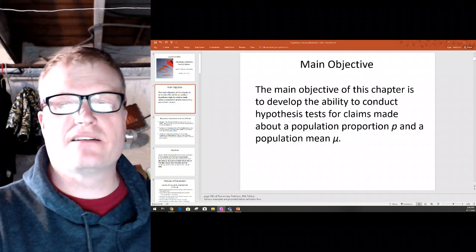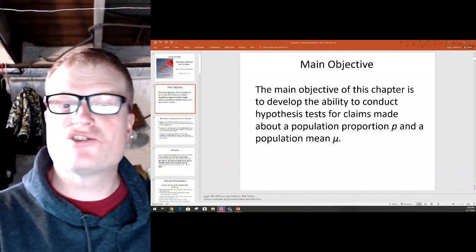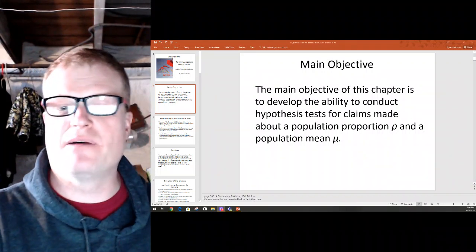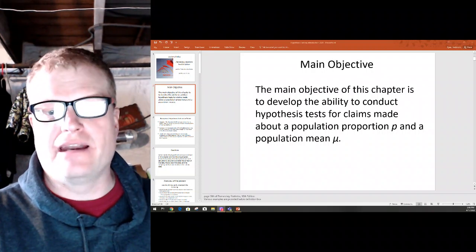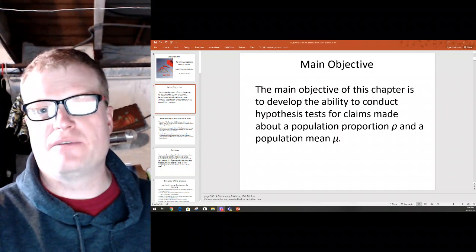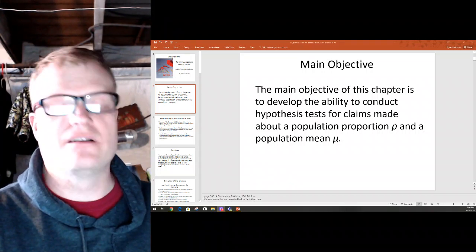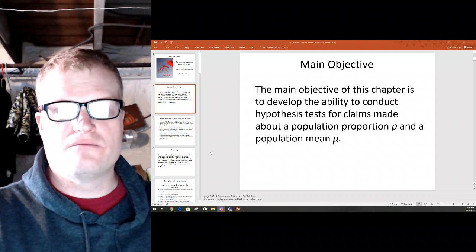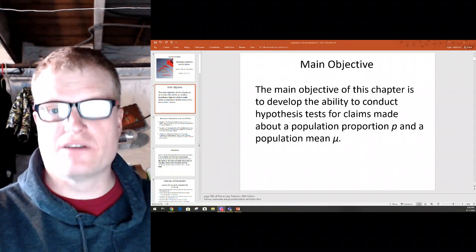So the main objective of this chapter is to develop the ability to construct these hypothesis tests for claims made about a proportion, p, and a population mean, mu. In other words, we're using small samples to make predictions about the population as a whole. And this is the main goal for this course.